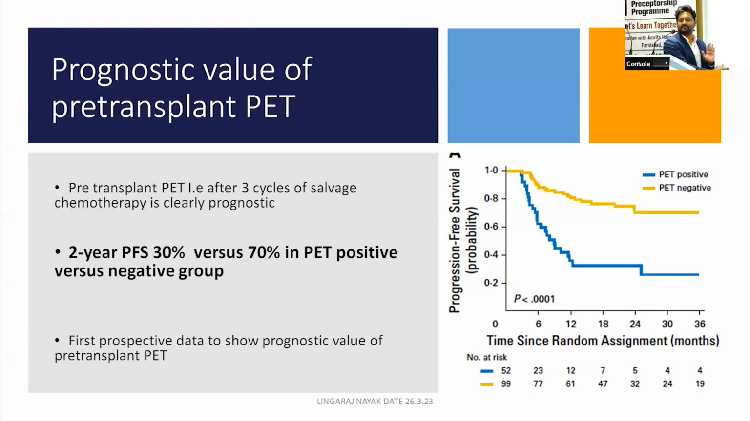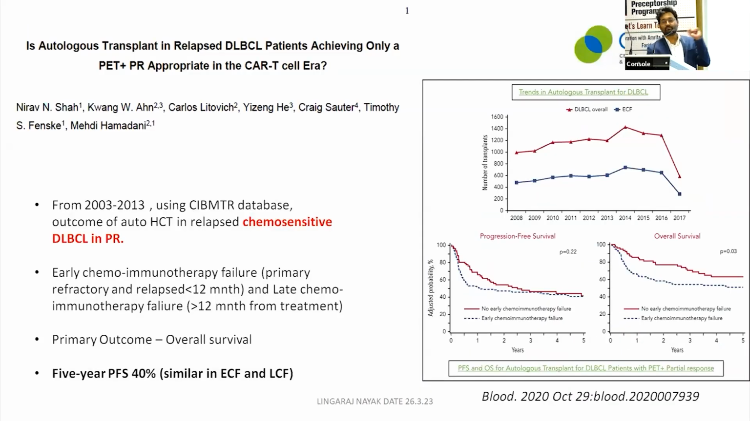This will give you the answer to what happens if the patient is pre-transplant PET positive, right? The outcome is 30 versus 70, right? If the patients are PET negative pre-transplant, the outcome is 70%. Okay. So what happens to PET PR, right? We discussed, suppose a patient is relapsing within a year, we give salvage, and they respond but have some residual disease.